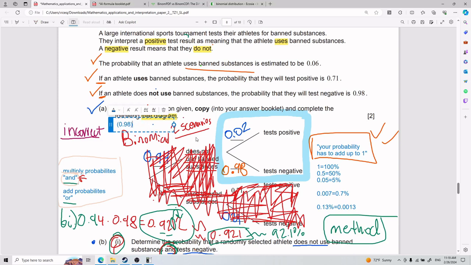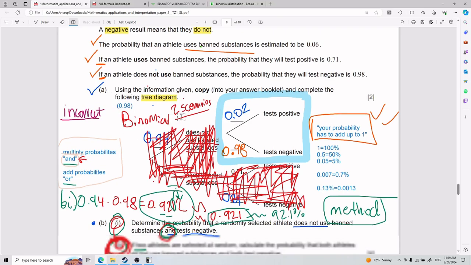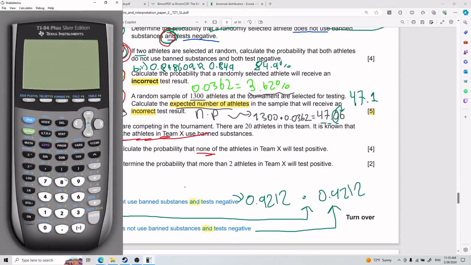Cierto? And that would work. That would literally work. You can solve it doing that. So you can do 0.98 to the power of 20. There is your answer.